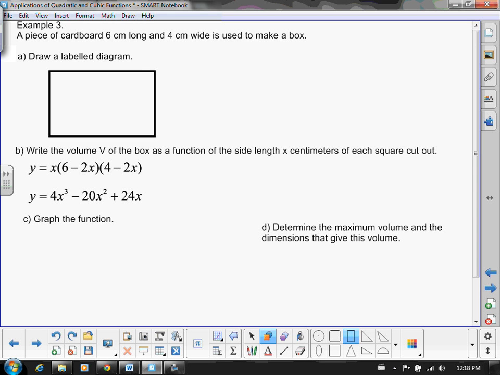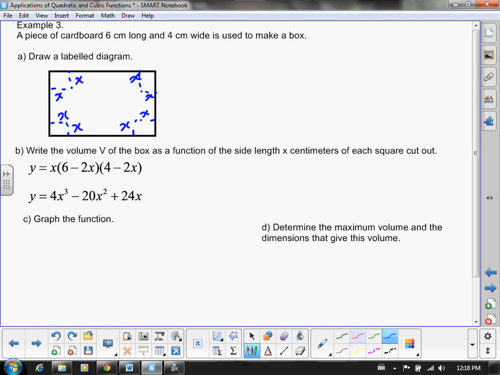Okay, so I have a rectangle here. In order to take a rectangle and turn it into a box, you're going to cut a square out of each corner that is the exact same size. So these would each be x in terms of dimensions.